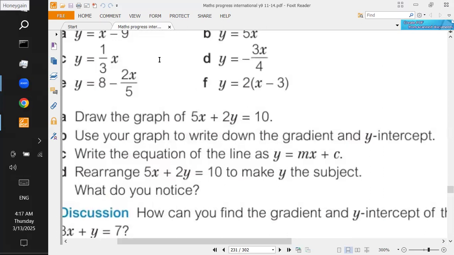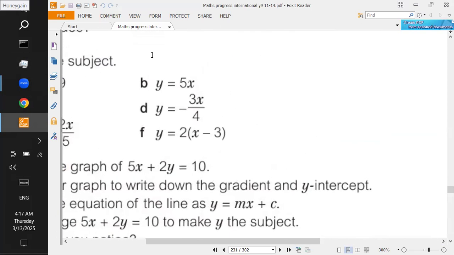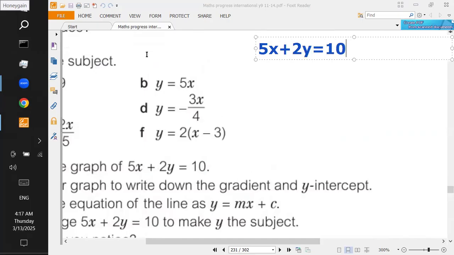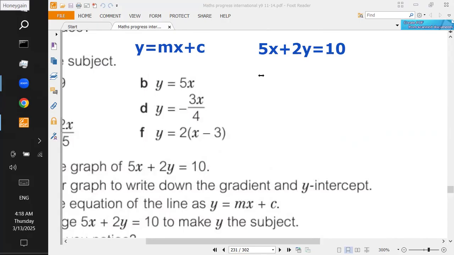So basically, first, let's zoom in. Let's use the space on the top here. So we have 5x plus 2y equals 10. I want to rearrange it to make it look like this: y equals mx plus c. So first, this means that I need to make y the subject.